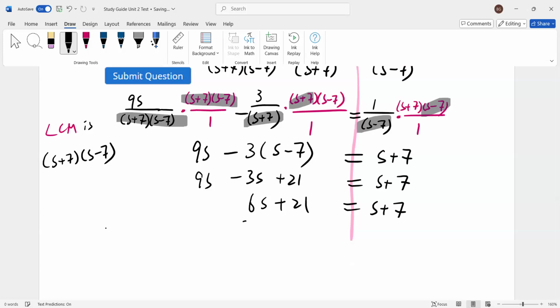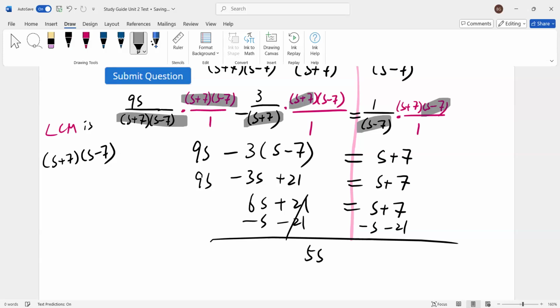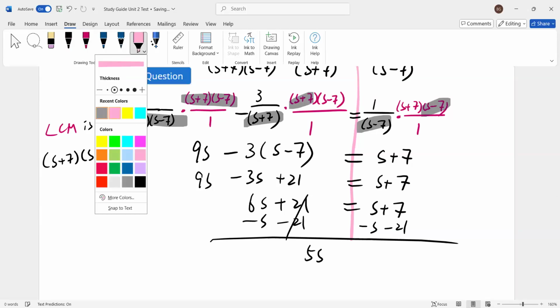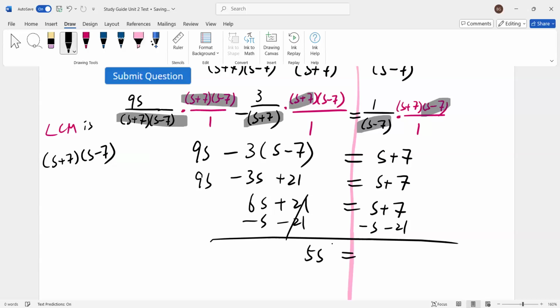And we are going to subtract s, and subtract 21 from both sides. We want to isolate the s, right? So 6s minus s is 5s, and this cancels. 5s on the left side. This cancels. Negative 14 on the right side. 5s equals negative 14. And divide by 5, we have s equals negative 14 over 5.